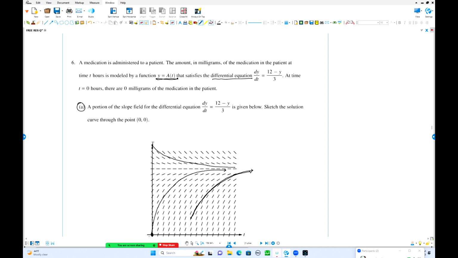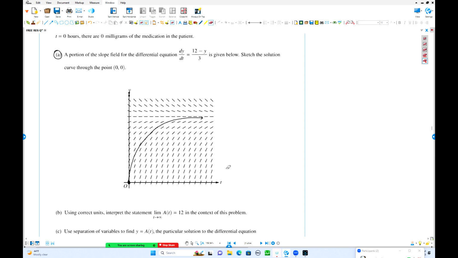You know what I mean? But this time we start from (0, 0). The graph will follow the slope over here, and finally the slope goes to 0. Okay, that is number 1.